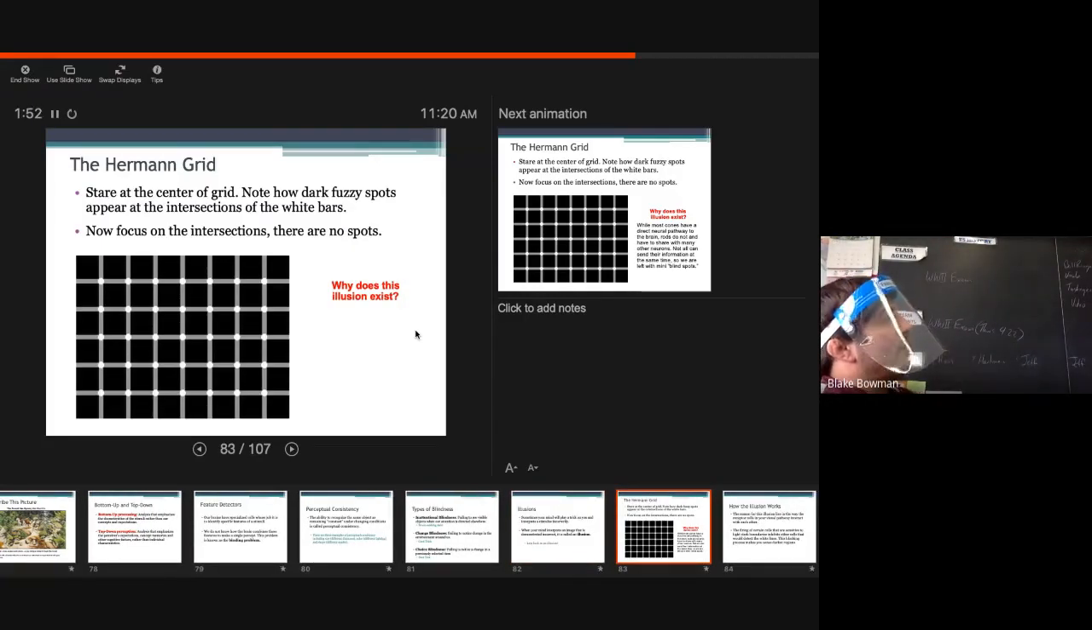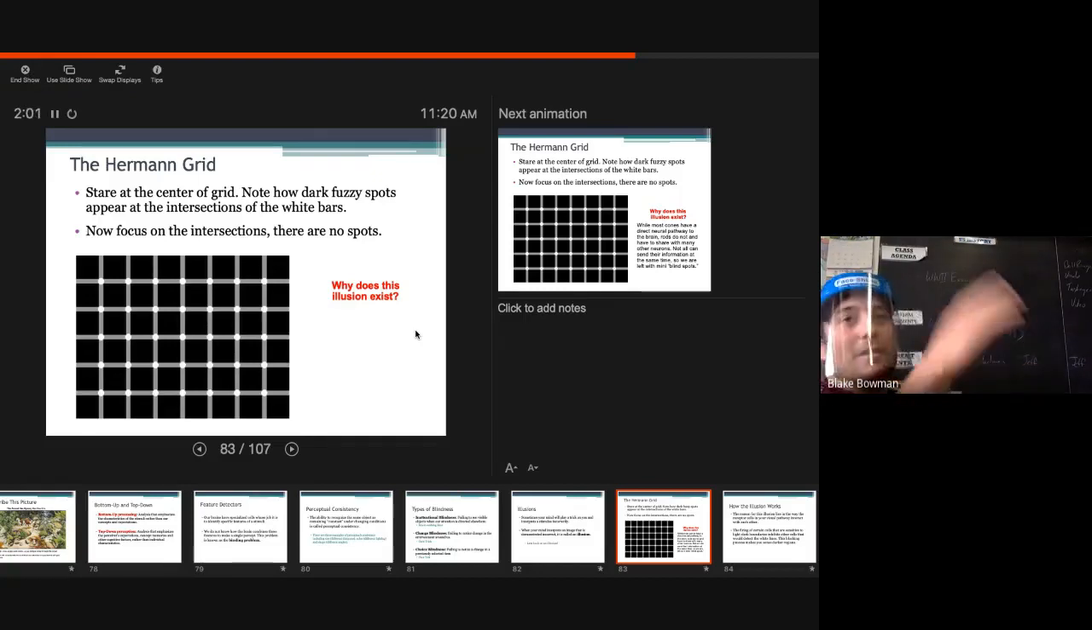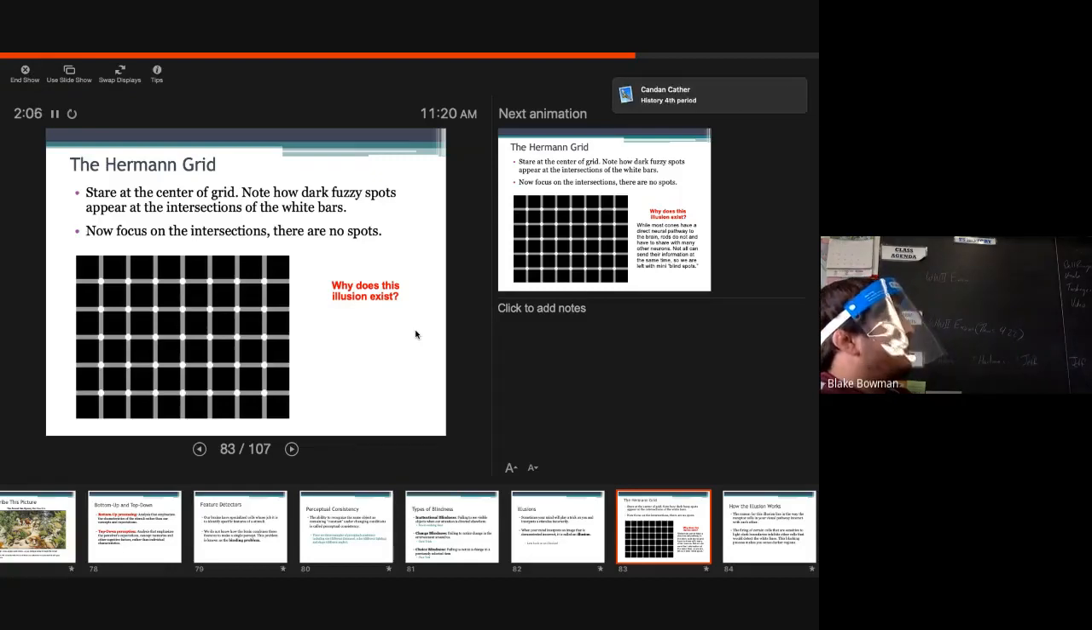So stare at the center of the grid. Note how dark fuzzy spots appear at the intersections of the white bars. I don't even have to focus at the center of the grid. I already see some of these intersections turning black and how they become fuzzy after a while. They are white. We know they're white, but when we stare at it, and even if we kind of glare at parts of the screen, these fuzzy parts and dark circles actually appear over the white intersections. You guys see that? Isn't that weird?